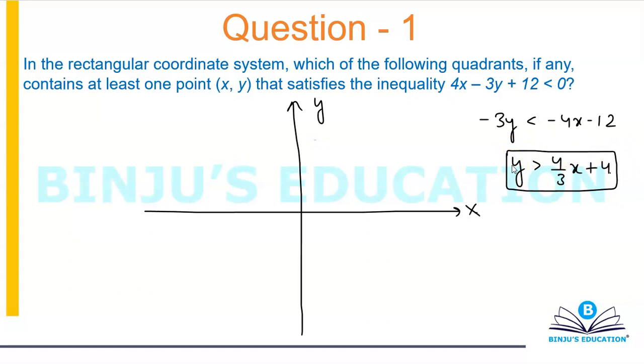Okay, so I can say one thing for sure, that it has a positive slope and a positive intercept, which means the line will be something like this. And this value you can say is going to be (0, 4). Now it says y greater than, which means the region that lies above the line will be our region of consideration.